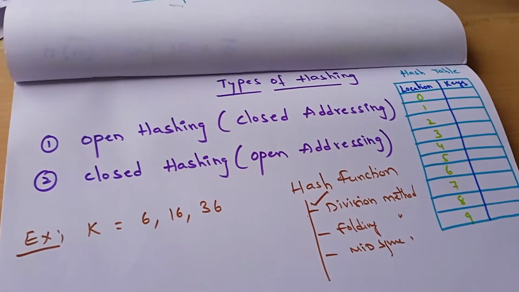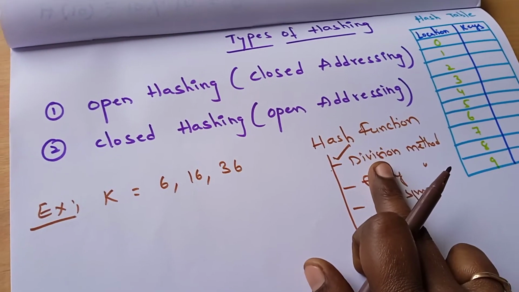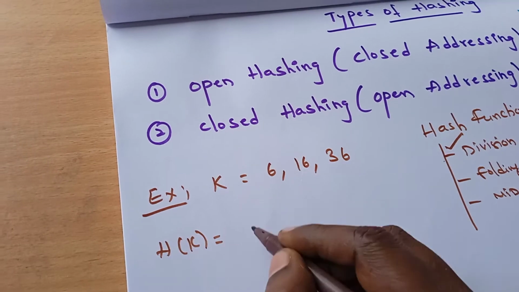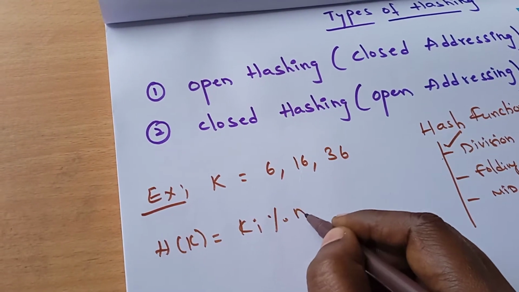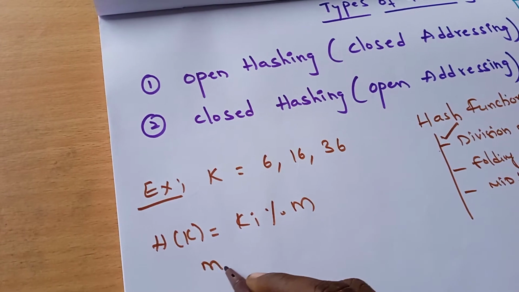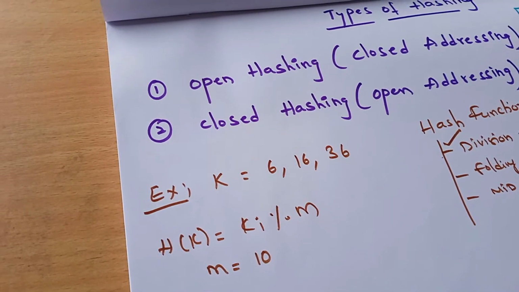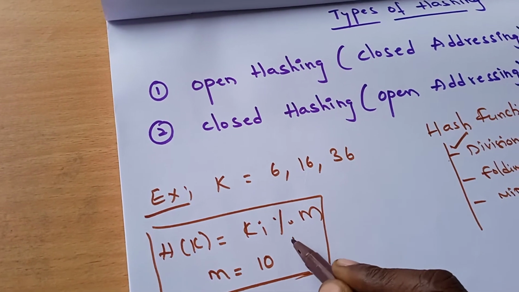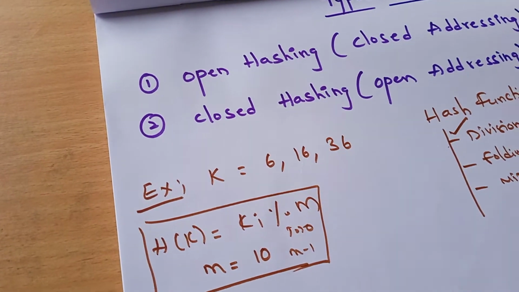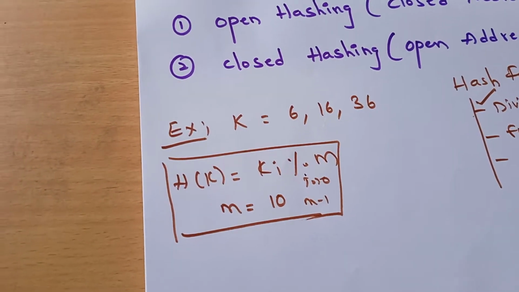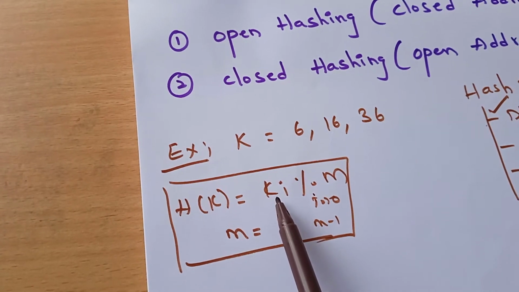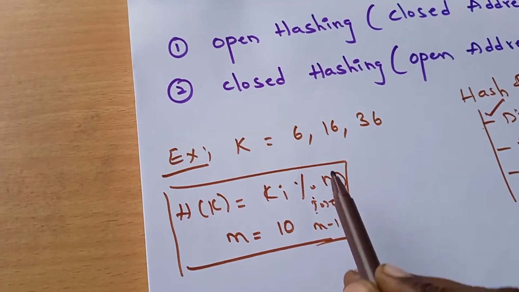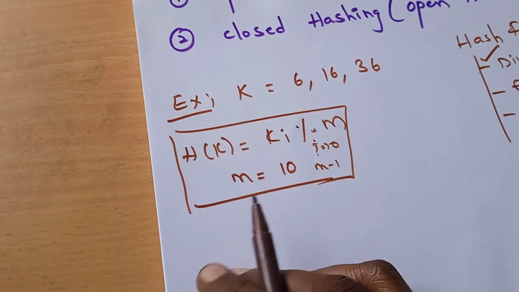Right? Now let's see, what is my hash function? Division method. The division method is h(k) = ki % m, where m is equal to 10. M is the maximum size. Now i is equal to 0 to m minus 1. Now let's see, what is this ki? Ki means k of 0. What is the 0th element of the key? The element 6.